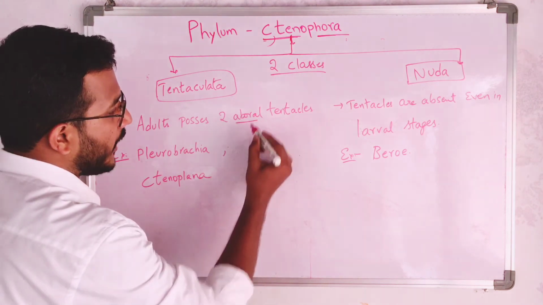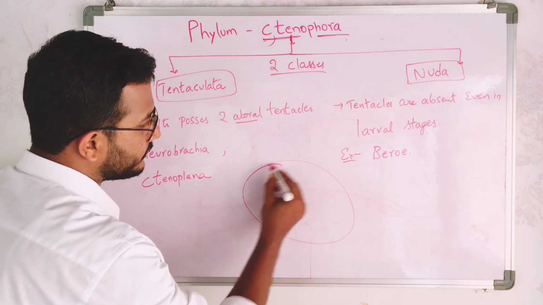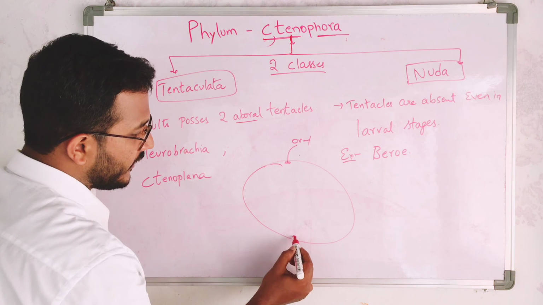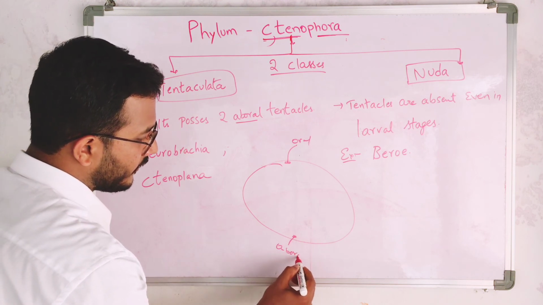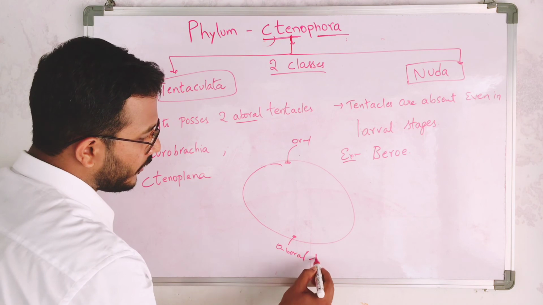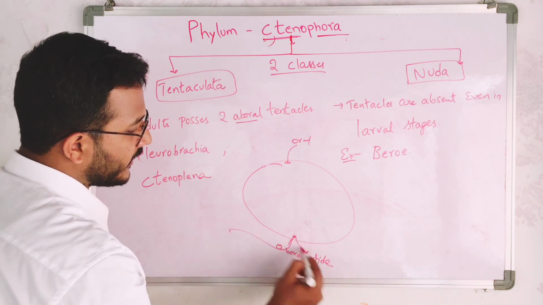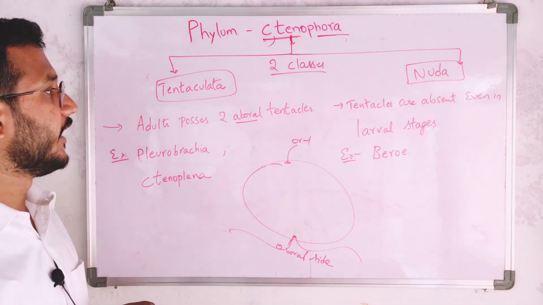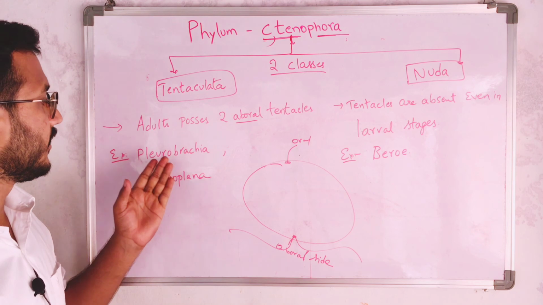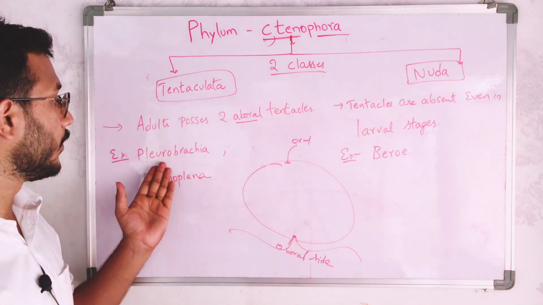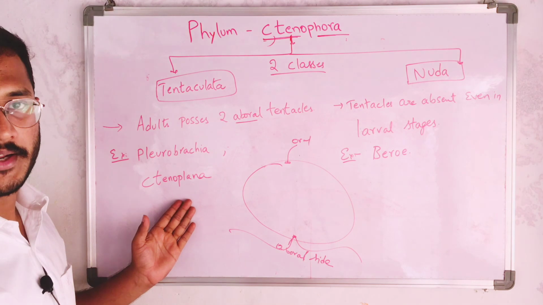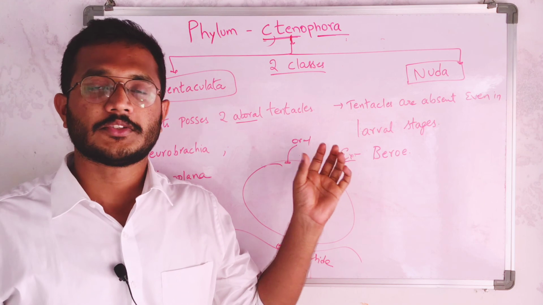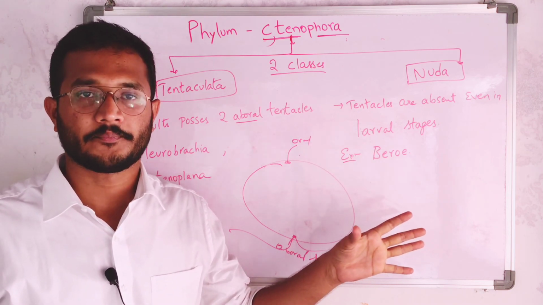I already discussed aboral. For example, the animal is like this. This side is the oral side and this side is the aboral side. You have to know this carefully. From here the tentacles will be present, at least 2 aboral tentacles. The examples for the class Tentaculata are Pleurobrachia and Ctenoplana. And the example for Nuda is Beroe. Okay, so this is about the phylum Ctenophora. Thank you.